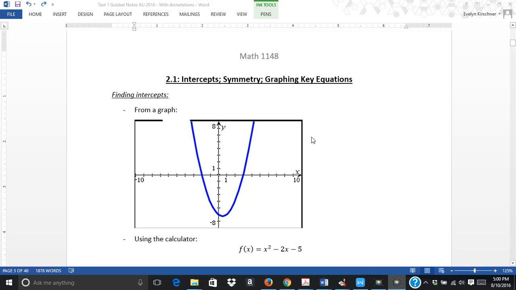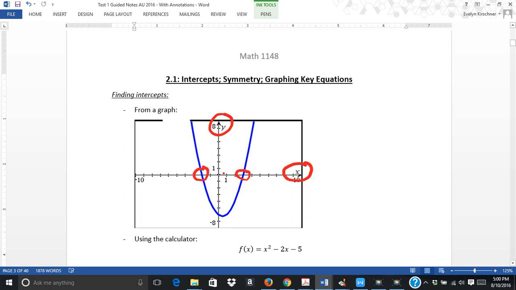What I'm interested in doing is finding the intercepts of a graph. And what is an intercept? An intercept is where a graph crosses either the x-axis or the y-axis. Okay, and think about it. When you're crossing the x-axis, what is y? Y is 0. Here are my x-intercepts right here.